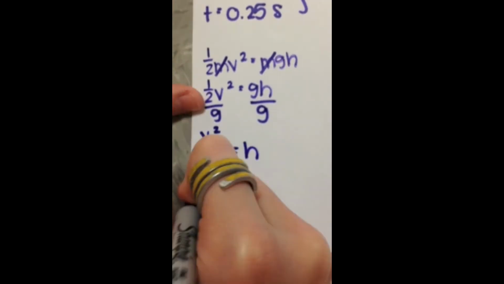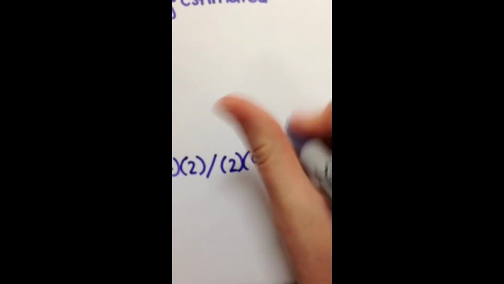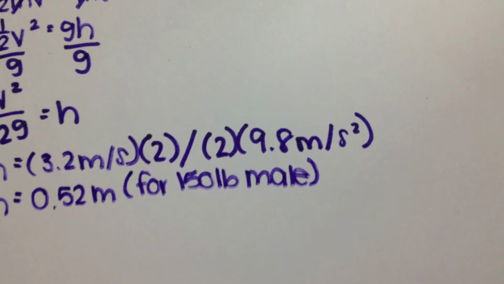Then we're going to find the height, so we rewrote the equation and divided both sides by g to get v squared over 2g, and then we plugged in all the numbers and got 0.52 meters.